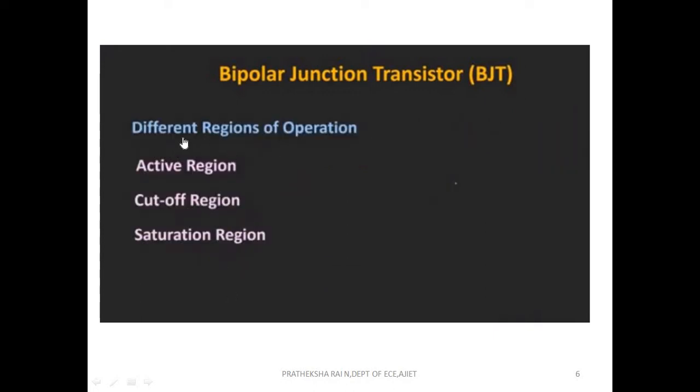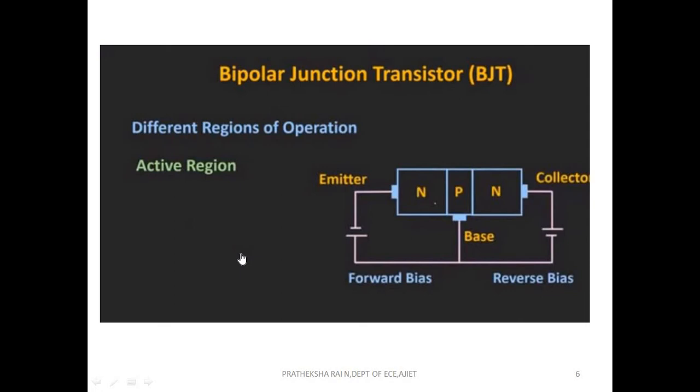Now depending on the biasing, the BJT can be operated in three regions: the active region, the cutoff region and the saturation region. In the active region of operation, the emitter-base junction is forward biased and the base-collector junction is reverse biased. Let's say the voltage at the emitter is VE, the voltage at the base is VB and the voltage at the collector is VC. Then to forward bias this base-emitter junction, the voltage of the base should be greater than that of the emitter.